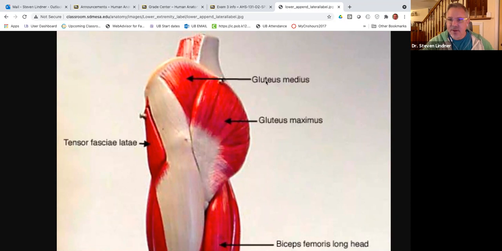Abductor, primary hip abductor. So sometimes if you go to the gym and you're lying on your side, side lying, and you bring your hip up towards the ceiling, that's abducting your thigh. Thigh abduction or hip abduction. So gluteus medius is your primary hip abductor, gluteus maximus is your primary hip extensor, and iliopsoas is your primary hip flexor.